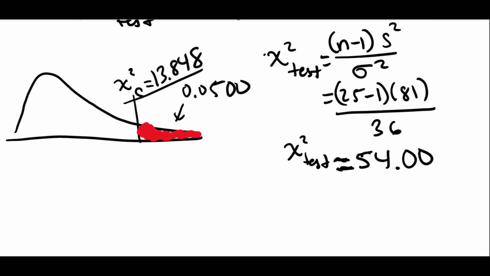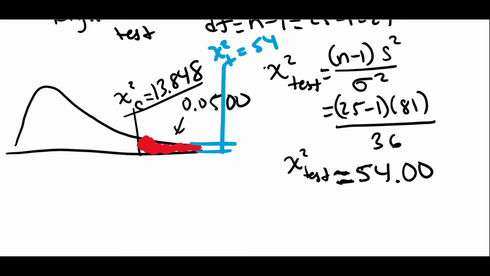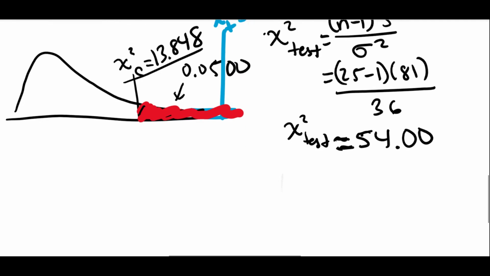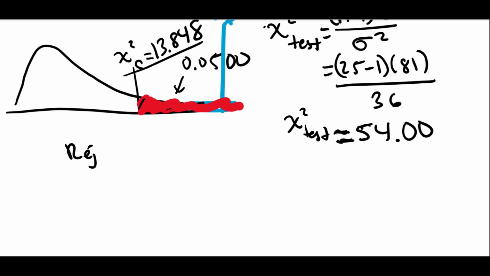So let's label that on our curve. That's going to be definitely to the right because it's greater than 13.848. So our chi-squared test is 54. All right, so clearly we are in our rejection region here. Therefore, we reject the null hypothesis.